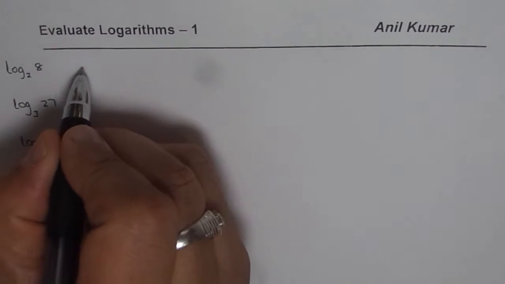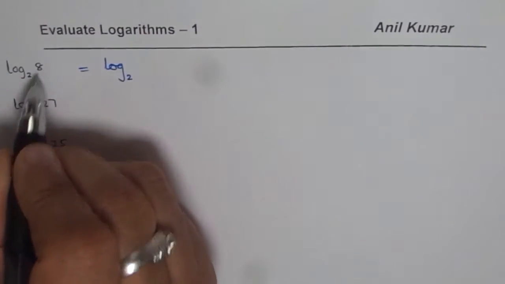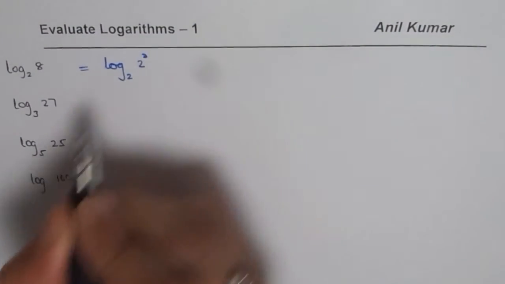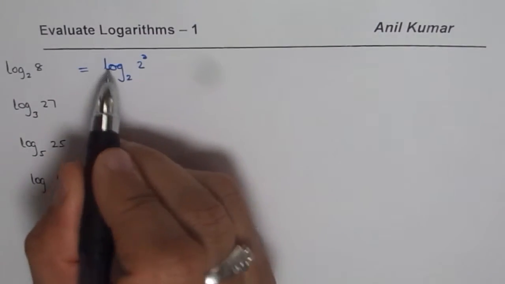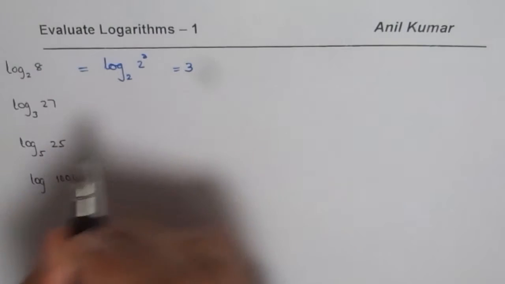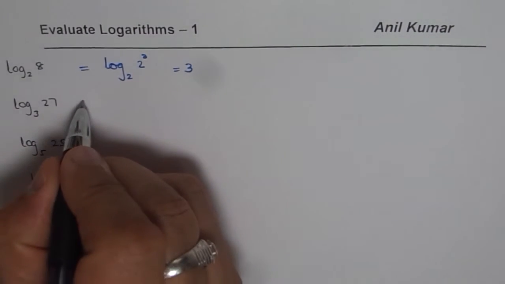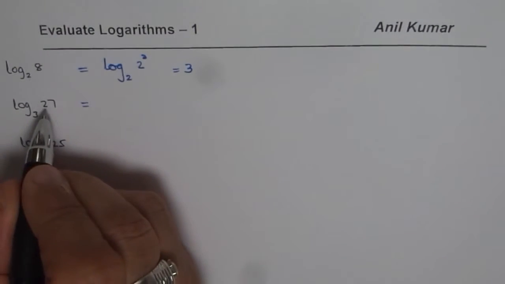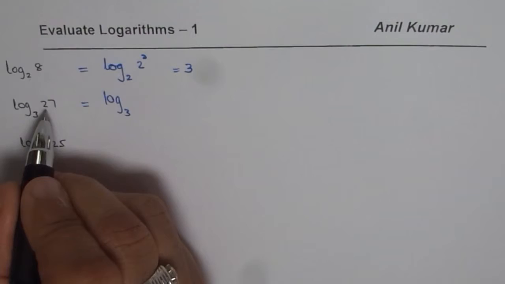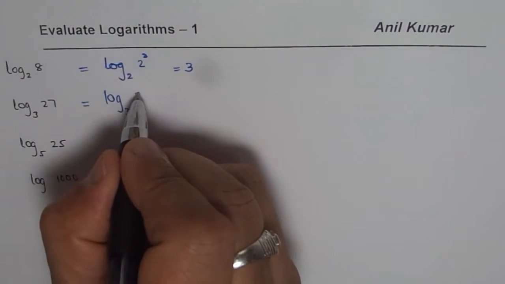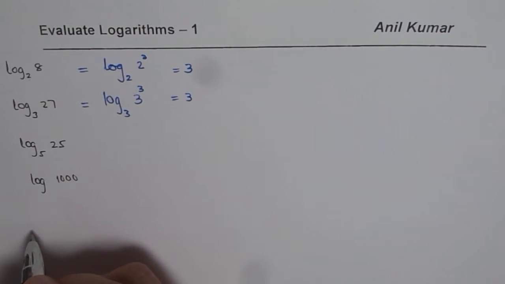So log to the base 2 of 8 could be written as log to the base 2 of 2 cubed. Log to the base 2 of 2 is 1, and that could be written as 3. So log to the base 2 of 8 is 3. Let's do the next one, which is log to the base 3 of 27. I could write 27 as 3 to the power of 3, right? So 3 to the power of 3 is 27. So this also results in 3.